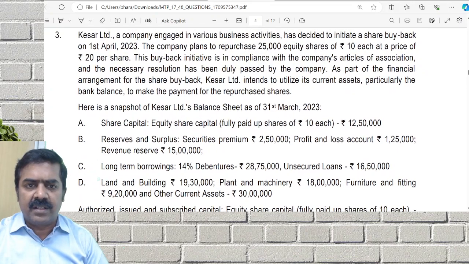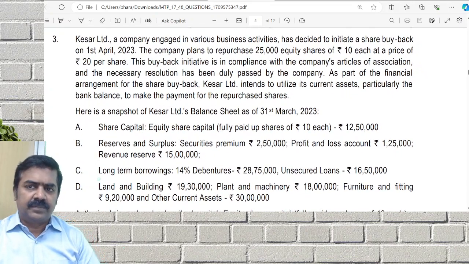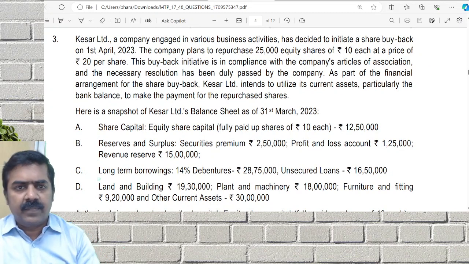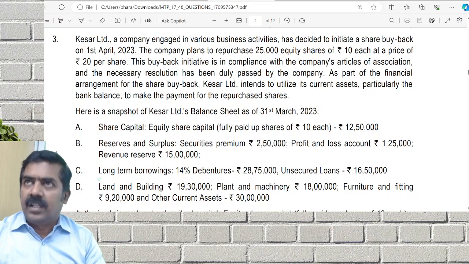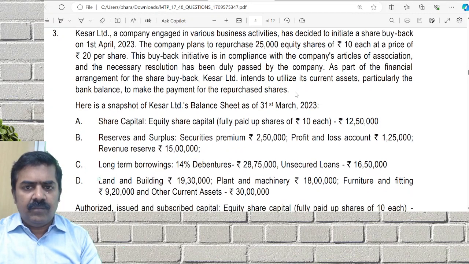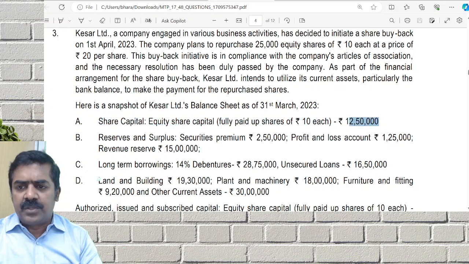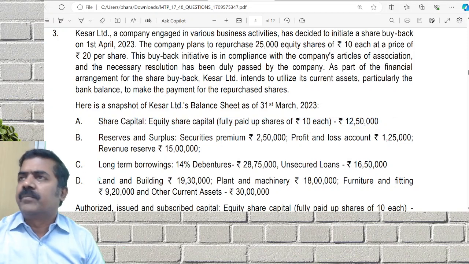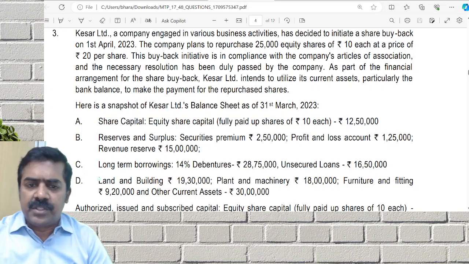Now read the question. The company plans to repurchase how many shares? 25,000 shares of 10 each at a price of what? 20 per share. So we want to buy 25,000 shares at 20 rupees per share. Equity share capital, all are fully paid. 12,50,000 divided by 10, how many shares will be there? 1,25,000 shares will be there.